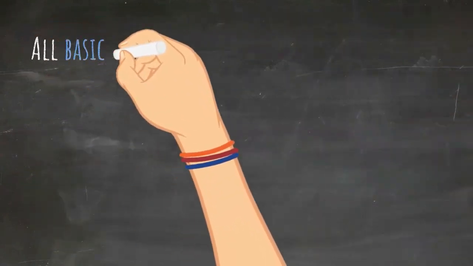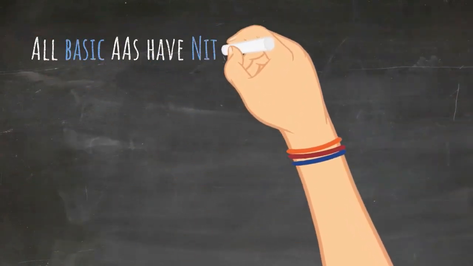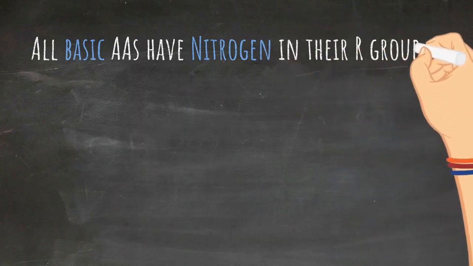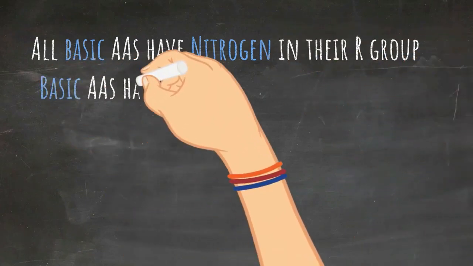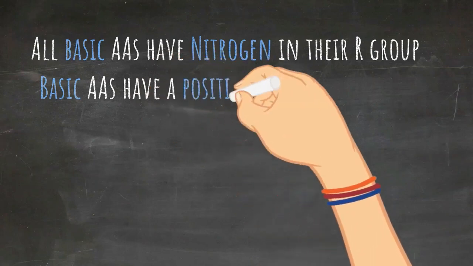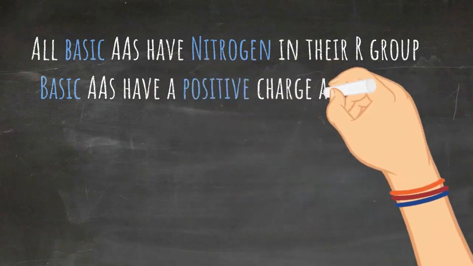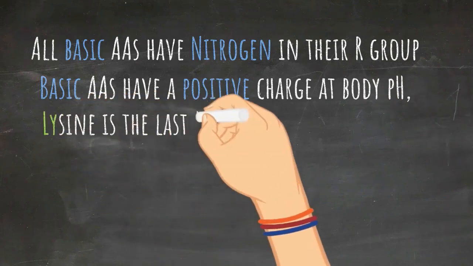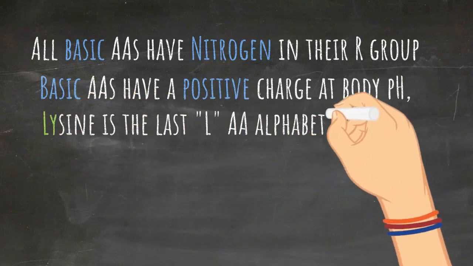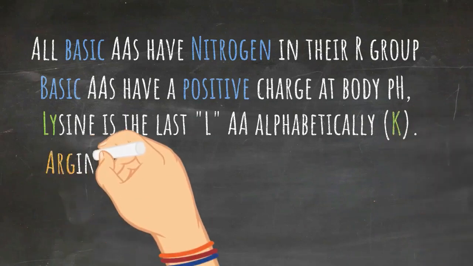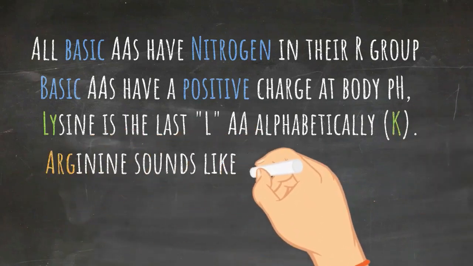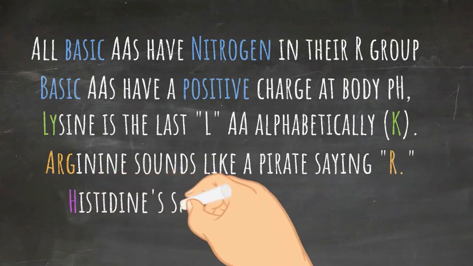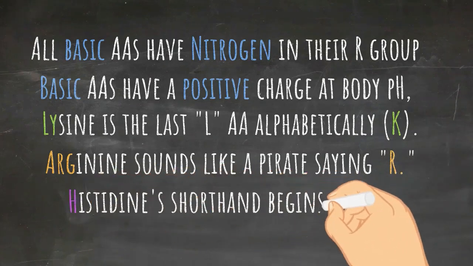So just in a quick summary of the basic amino acids, all of them have nitrogen in their R group. Basic amino acids have a positive charge at the body pH. And some easy ways to remember the shorthand for the amino acids is that lysine is the last L amino acid alphabetically, so it's represented with a K. Arginine sounds like a pirate saying R, and histidine shorthand begins with H, so it is quite easy to remember.